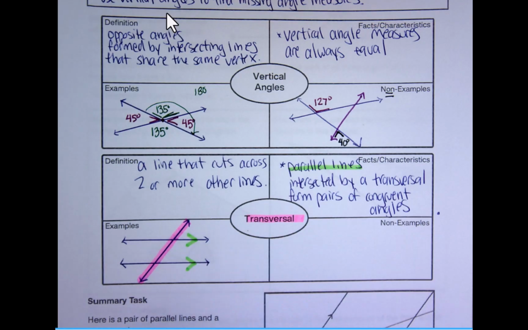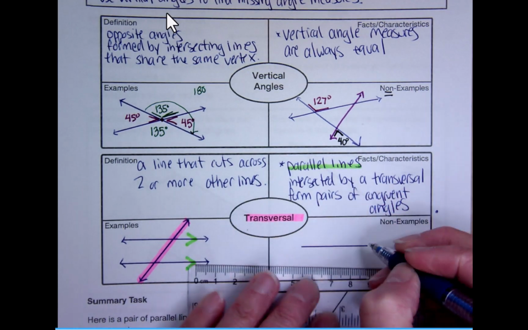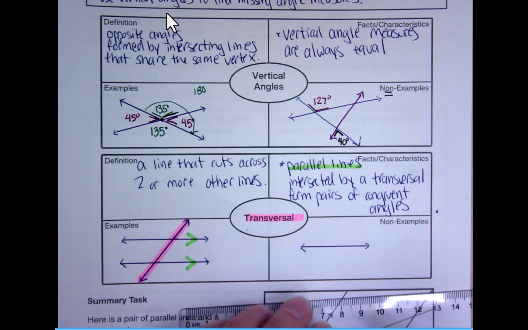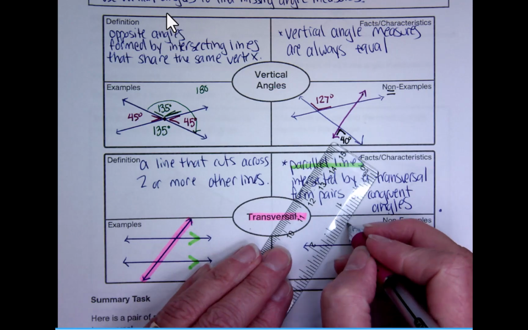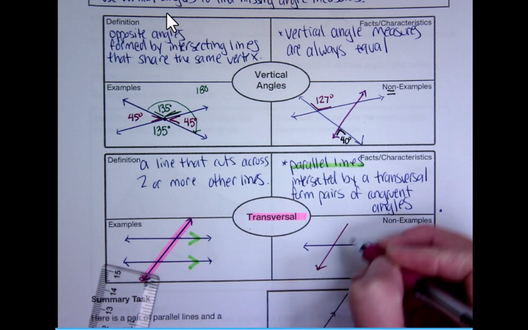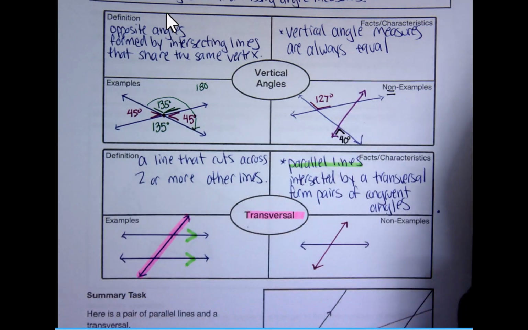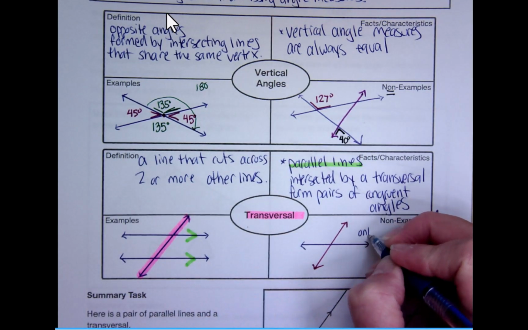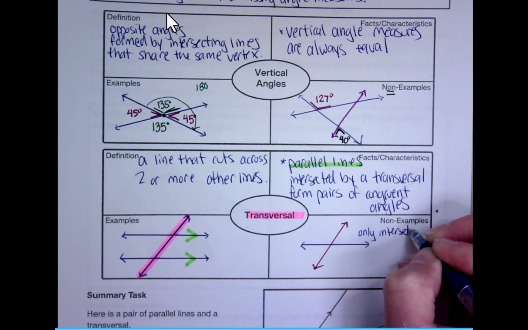And while we're here, let's show an example of something that's not a transversal. So if I have that line, I wouldn't call this pink line a transversal line because it only intersects one line. It has to intersect two or more.